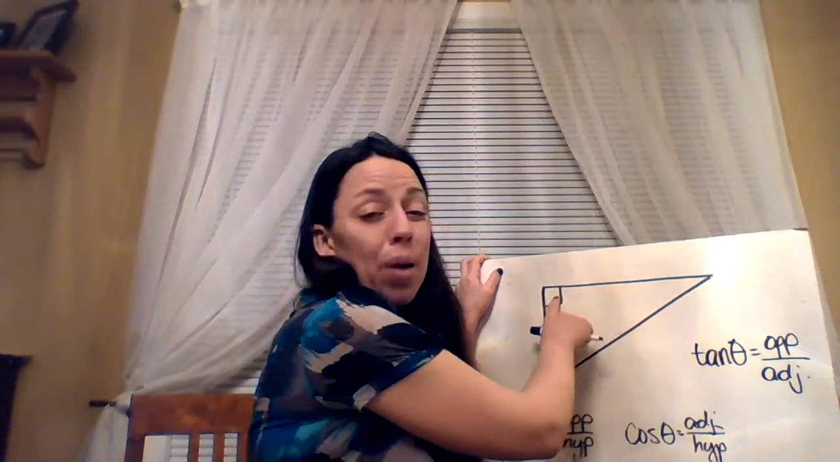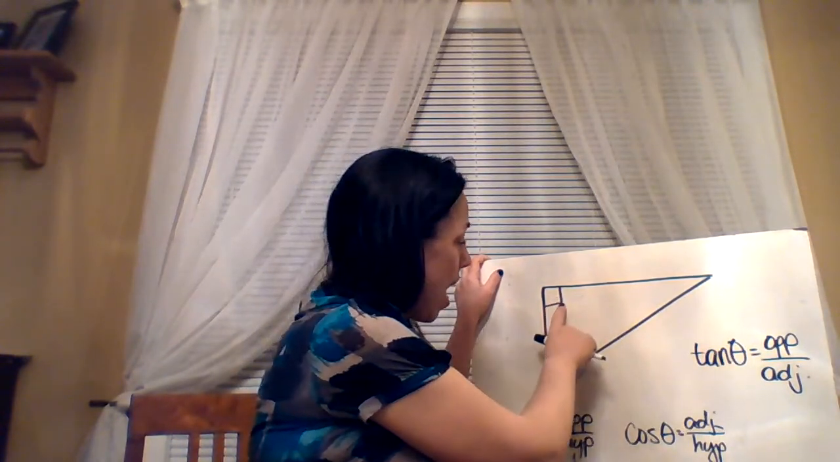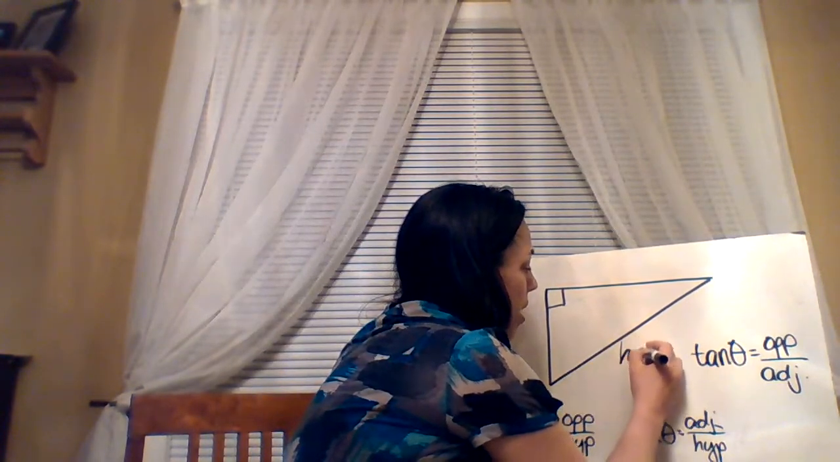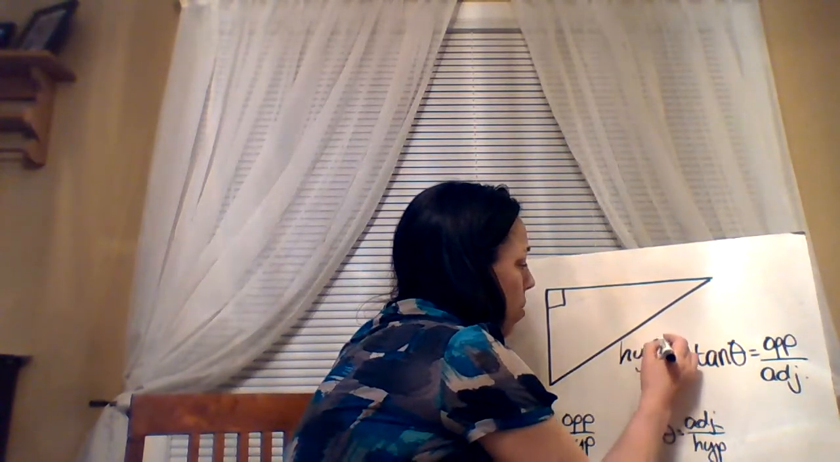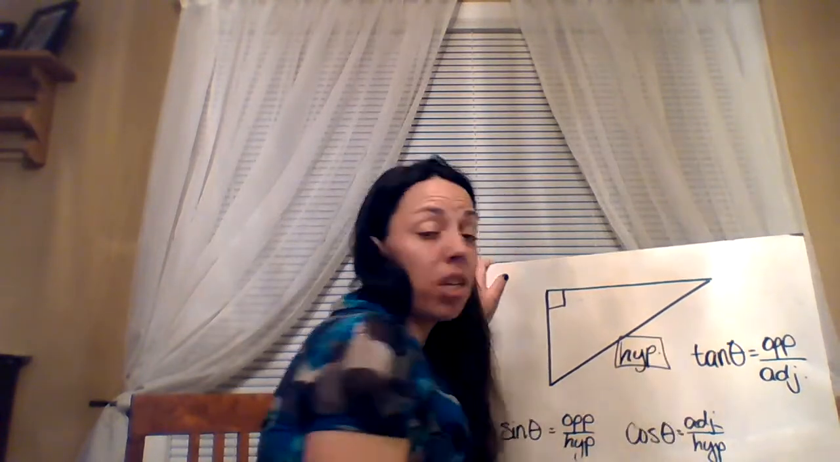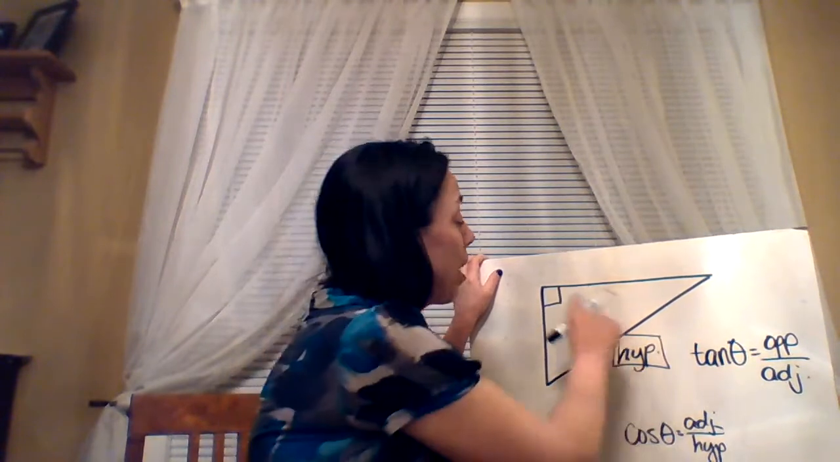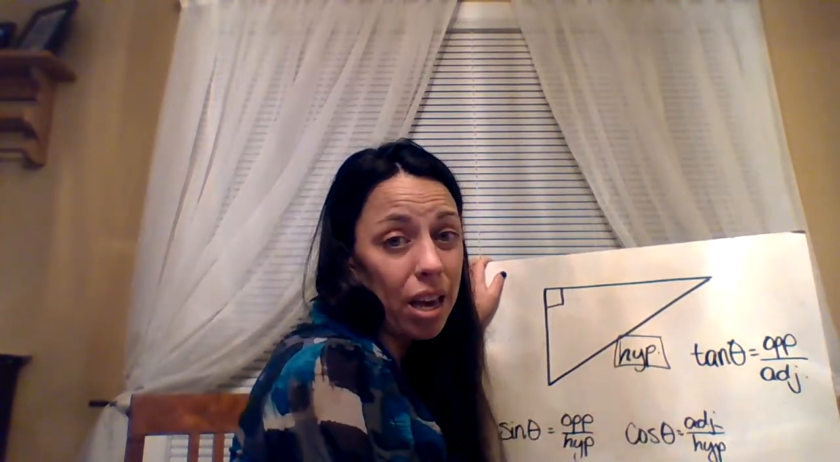If I am on the right angle, I have to go across from the right angle, and this one I'm going to write definitely is hypotenuse, right? That one will never change. That is going to be the hypotenuse. That is guaranteed because it is across from the right angle.